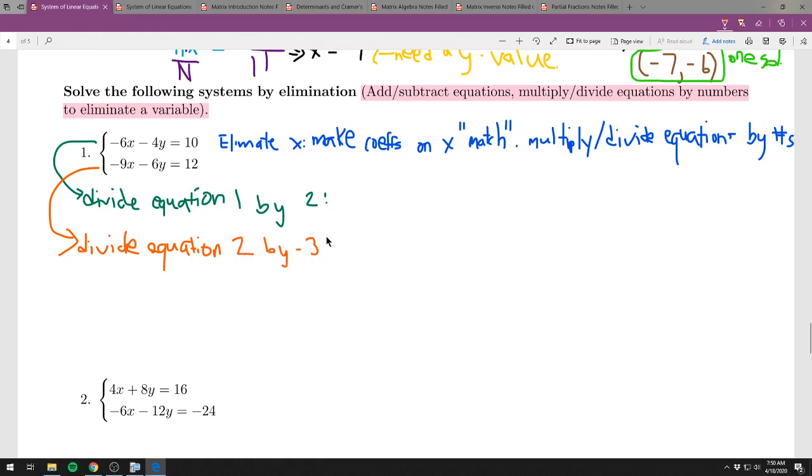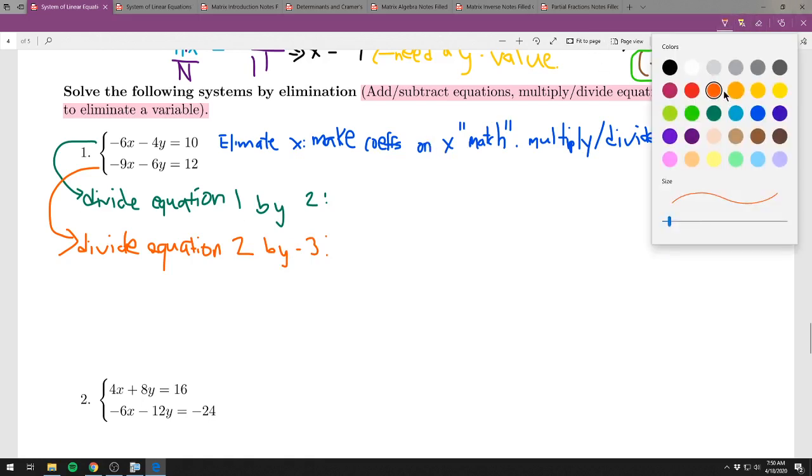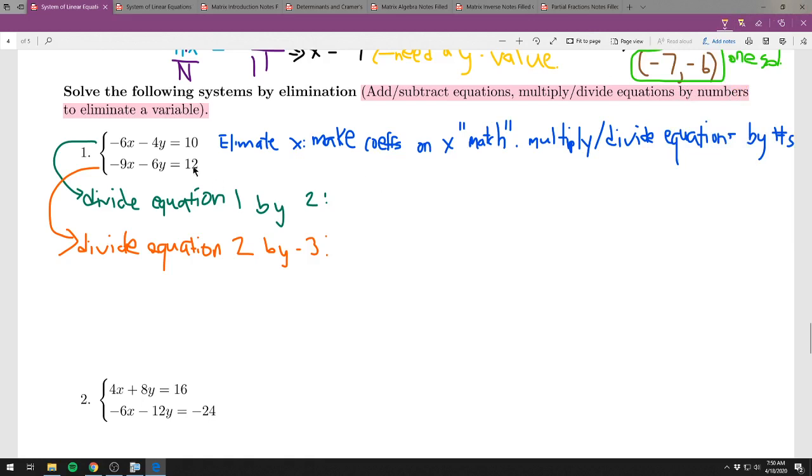But if you do it this way and you divide equation 2 by 3, your end result will be the same. You'll just have one slightly different step. Okay, so if I divide equation 1 by 2, I'm just dividing all the coefficients by 2. I get negative 3x minus 2y equals 5. And if I divide equation 2 by negative 3, then I get 3x plus 2y equals negative 4.